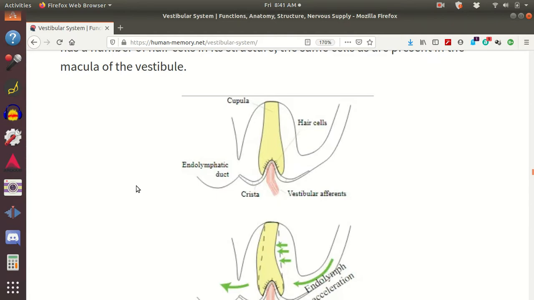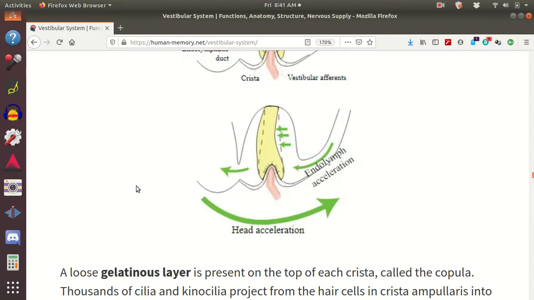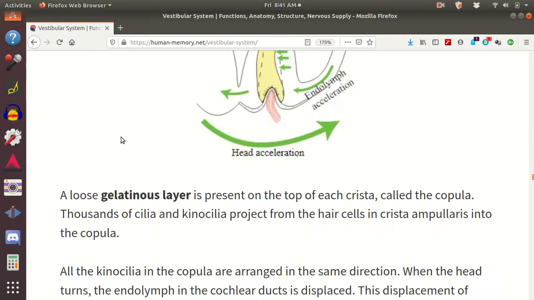Did you ever think you could learn so much about the ear? This is showing head acceleration, obviously angular movement of the head, of the entire structure. And we'll move right along.